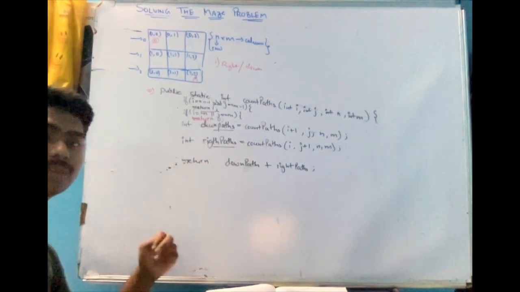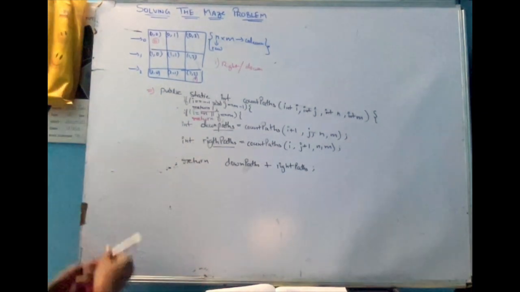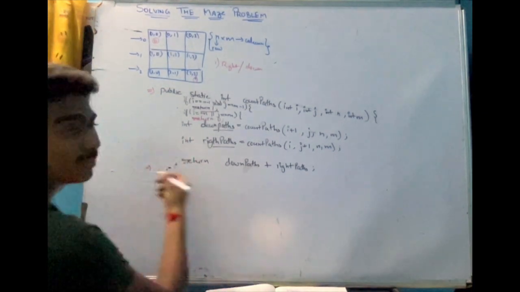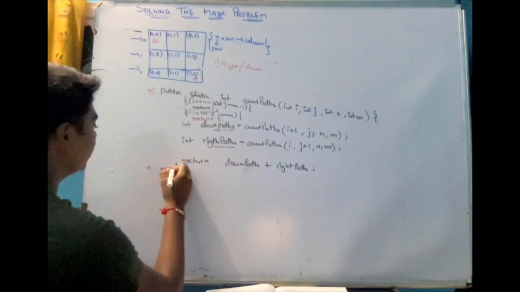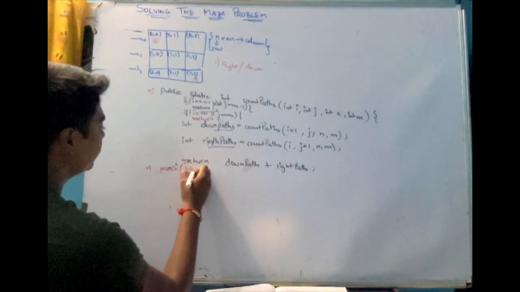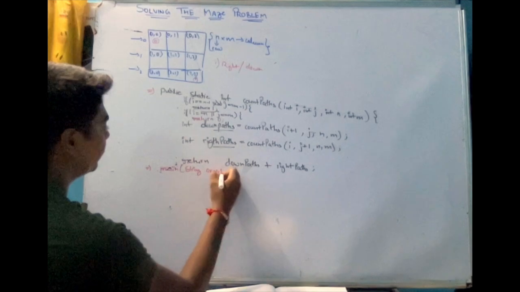So we'll be seeing how that works. This is the actual code, and at the end we'll be calling our main function. So the public static void main, we can write that. I'll just, in short, write the main function. It has the String args.